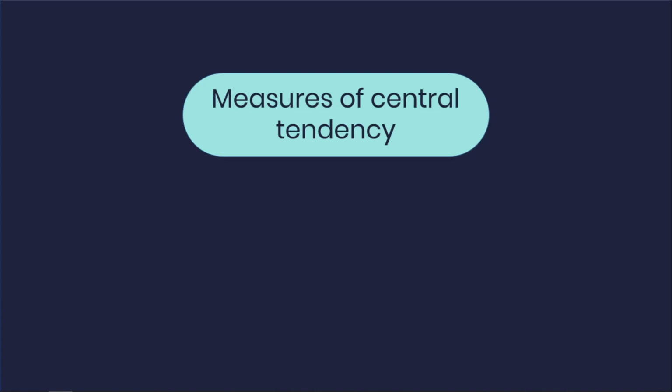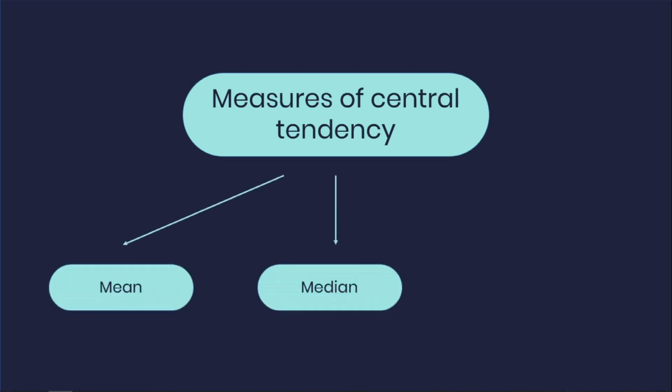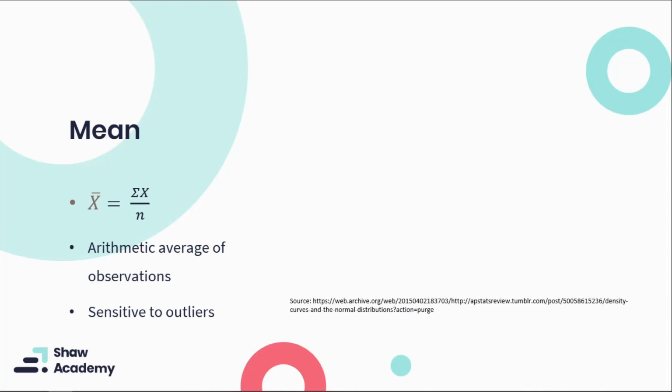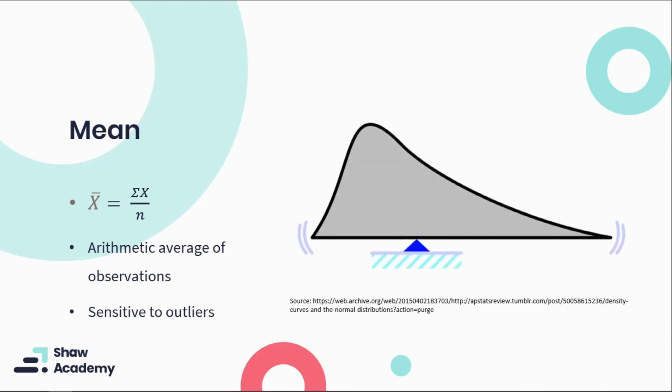These three measures of central tendency include the mean, the median, and to a lesser degree, the mode. These measures are all used for numerical data, with the median also being used for ordinal data. The mean is the sum of the observations divided by the number of observations. In the formula, the Greek sigma means to add or sum. X represents the observations and n the number of observations. It is also known as the arithmetic mean of the observations. The mean is not used for an ordinal scale and is sensitive to outliers or extreme observations.